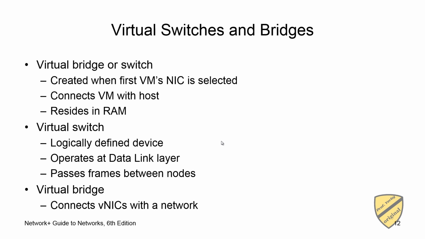Virtual switches and bridges. A virtual bridge or switch is created when the VM's NIC is first selected. It connects the VM with a host, and it resides in RAM on the host device. A virtual switch is a logically defined device that operates at the data link layer of our OSI model, and it passes frames between nodes. The virtual bridge connects the virtual network cards with the network. So we'll have some diagrams here in just a second to explain that.